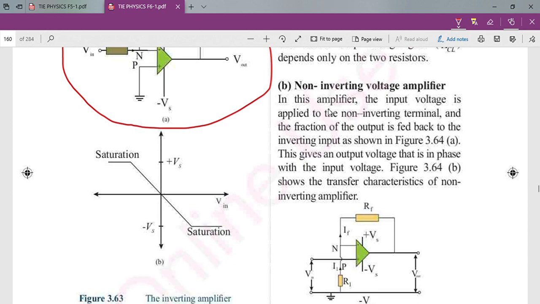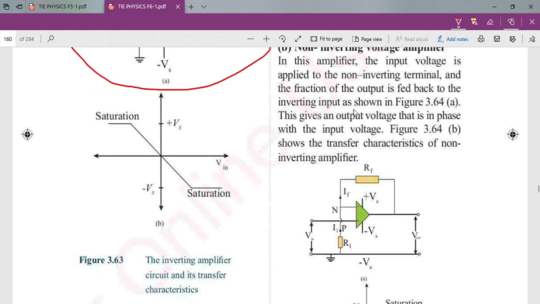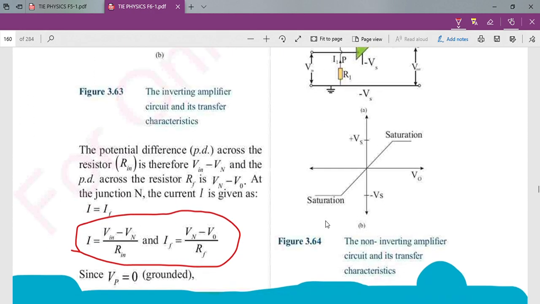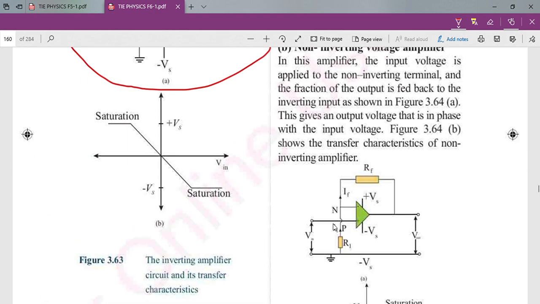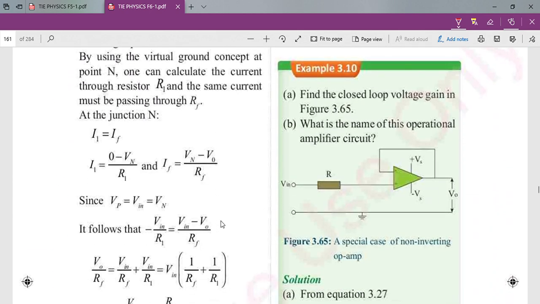We have also the non-inverting voltage amplifier. Non-inverting means you connect the positive polarity to this voltage, and Vn is now earth grounded, this part. Now we also consider that this current I is equal to IF. The current here is equal to this current IF, you can observe here.